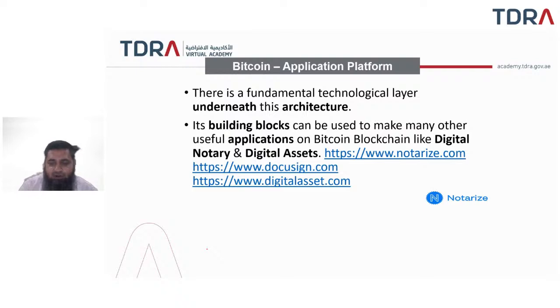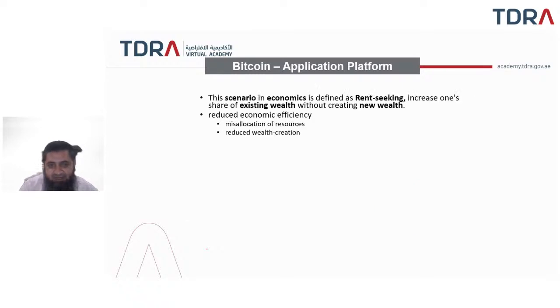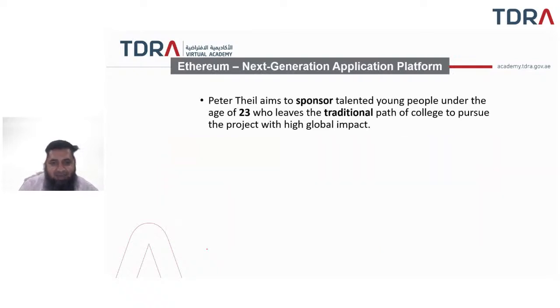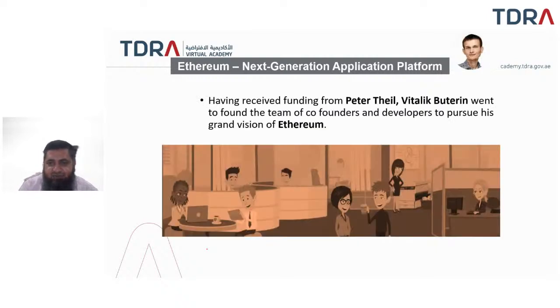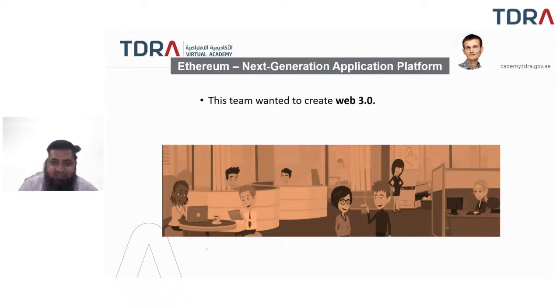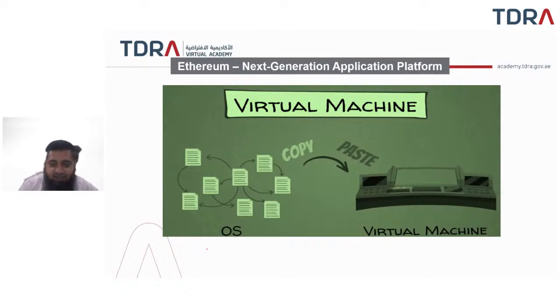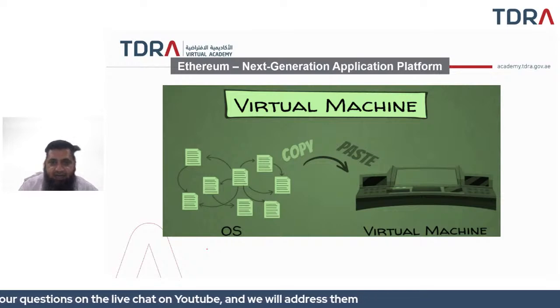So here are some online links where you can find the applications that are using blockchain as their implementation. So here is a story about China, who first introduced the paper money, and then Europe came and started to have money. And now there is Vitalik Buterin, who was funded by Peter Thiel, and he introduced the second biggest cryptocurrency, and that is called Ethereum.